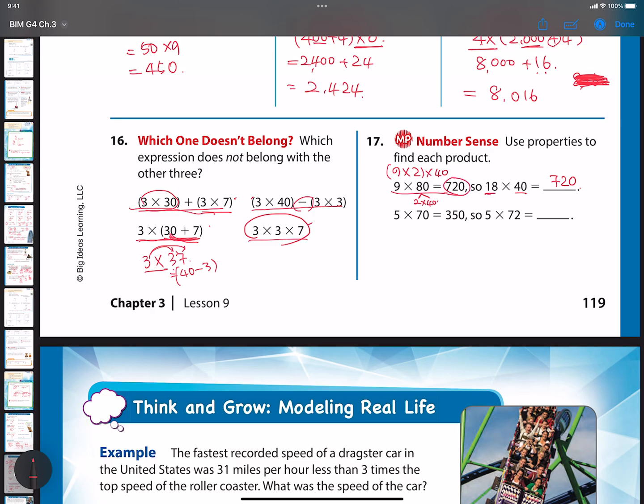Okay? Now second one, 5 times 50 is 350. So 5 times 72 is what? You simply need to add what? Plus 5 times 2. Second distribute to ones place because we did already what? Tens place, which is 70, which is what? 10 more on this, 360.